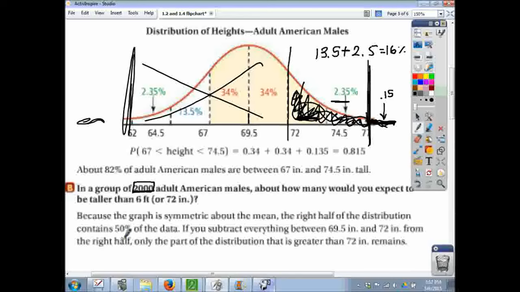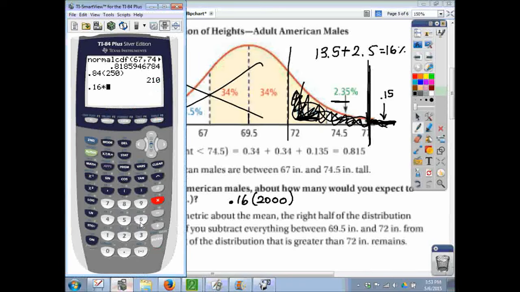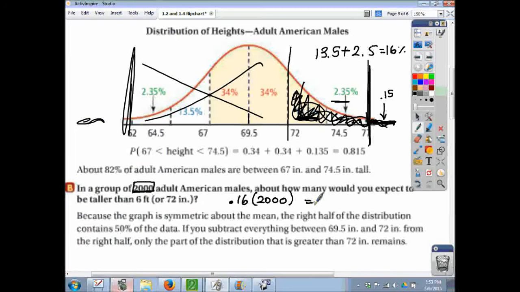So what they're asking then, if you have 2,000 adult males you're looking at, how many of them are going to be taller than 6 feet? Well, 16% of the nation are taller than 72 inches. So of the 2,000, we would expect 16% of the 2,000 to be taller than 72 inches. So you would do 0.16 multiplied by 2,000. So it's 320. We would expect of the 2,000, 320 of them to be taller than 72 inches.